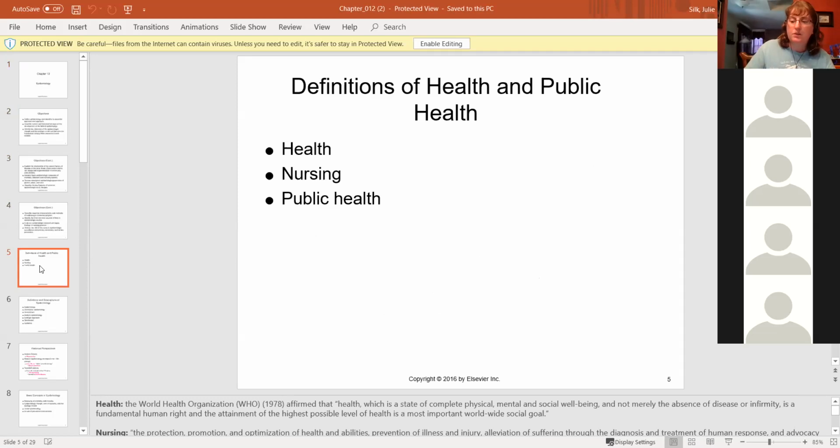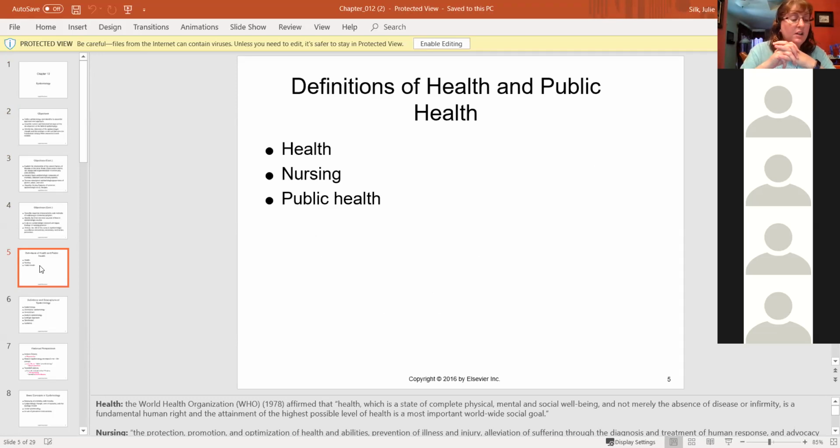All right, so this also starts with a few definitions, so we'll get that out of the way first here. When we define health, it's defined as the state of complete physical, mental, and social well-being, and not merely the absence of disease or infirmity. It's a fundamental human right, and the attainment of the highest level of health is the most important worldwide social goal.